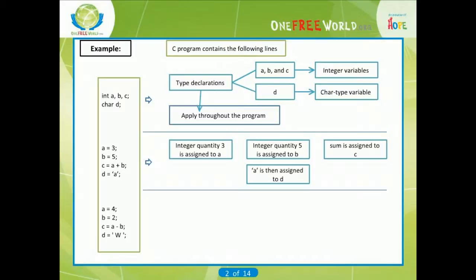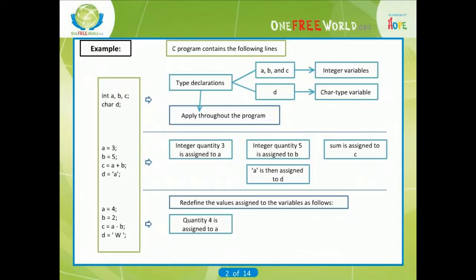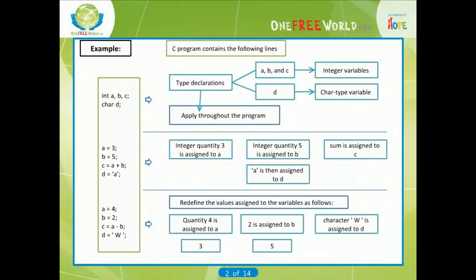The last four lines redefine the values assigned to the variables as follows. The integer quantity 4 is assigned to a, replacing the earlier value of 3, and then 2 is assigned to b, replacing the earlier value of 5. Then the difference between a and b, that is 2, is assigned to c, replacing the earlier value of 8. Finally, the character w is assigned to d, replacing the earlier character a.